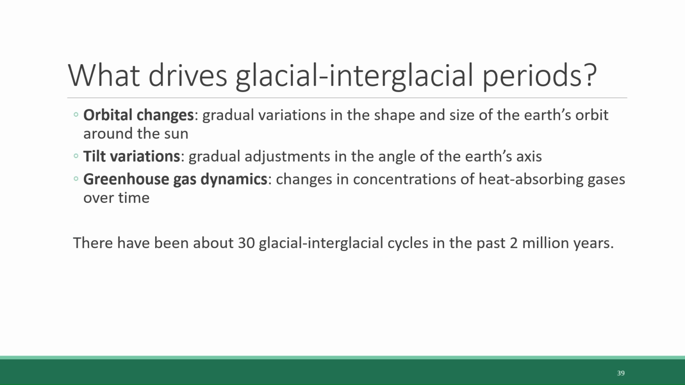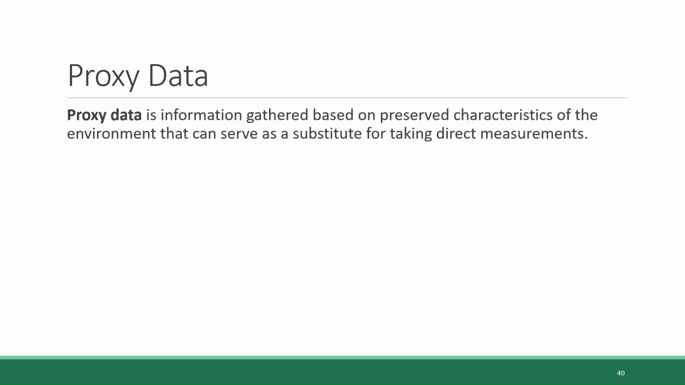What is our evidence? Because after all, the Quaternary has been going on for 2.6 million years, and humans have only been around for a couple hundred thousand. So, how do we know this? We know this by relying on sources of information called proxy data. Proxy data is information gathered based on preserved characteristics of the environment that can serve as a substitute for taking direct measurements. Obviously, we cannot directly measure what the temperature was on Earth millions of years ago, but we have geological relics of those times available to us that can tell us that information.